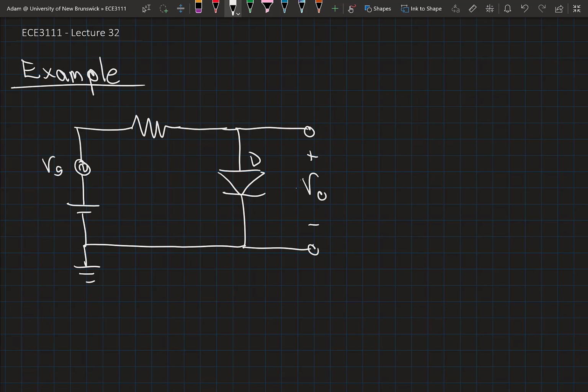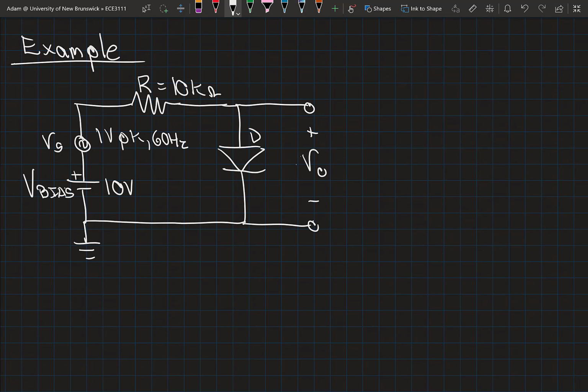Okay, so we're going to call the small signal component Vs. We'll call the large signal component V bias, and we'll assume that the resistance is 10 kilo ohms. The large signal component is a 10 volt source. My small signal component is a 1 volt peak, 60 hertz sinusoid. Your first thought might be, well, one volt is much larger than what we defined as a small signal, but keep in mind that that entire voltage is not being applied across the diode, right? Some of that is going to get lost as a voltage drop across the resistor.